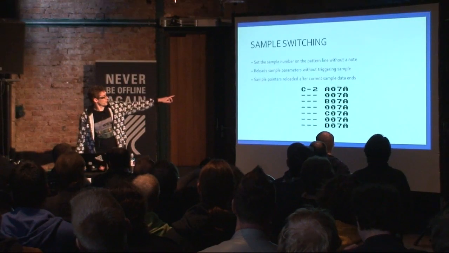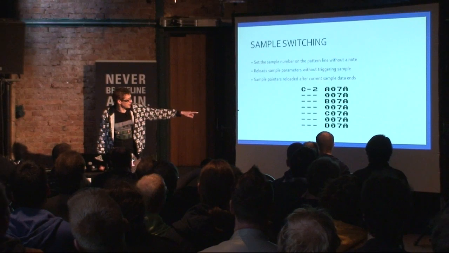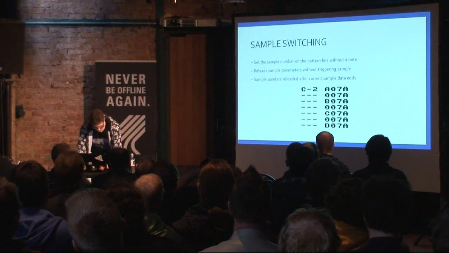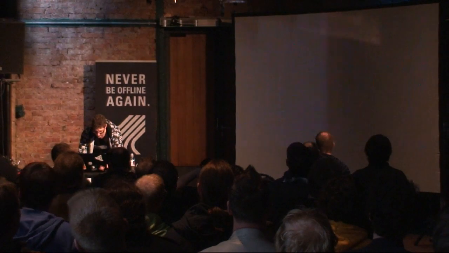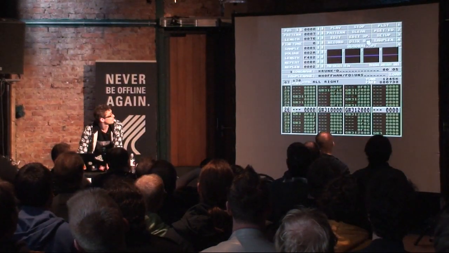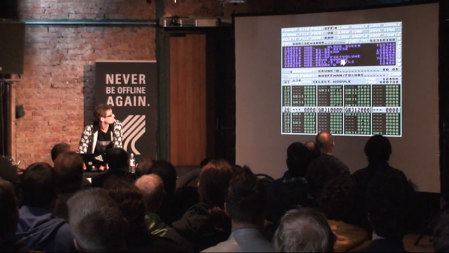So you can see there, we've got one note, and then you just see the A, B, C, D, where it switches the samples. And if this works, I think, there we go. So just a quick example here.